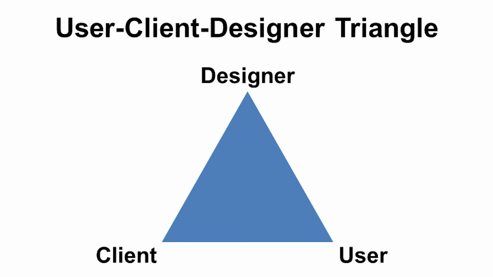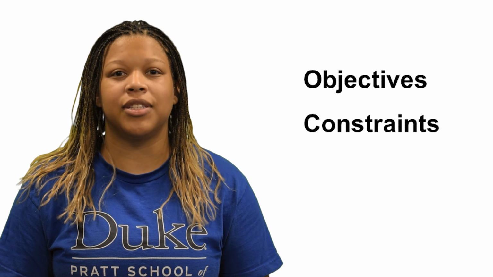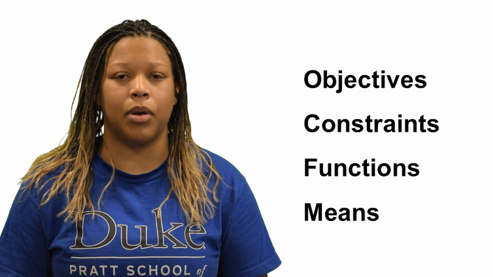Recall the user-client-designer triangle. Ensure that you have input from the client and the user, but note that at this stage in the process, it is important to focus time on the user. You can ask them what features are desired, what has failed with the current situation, what features are the most important, or how, when, and why they might use your potential solution. Taken together, this work informs the objectives, constraints, functions, and means for your design problem.